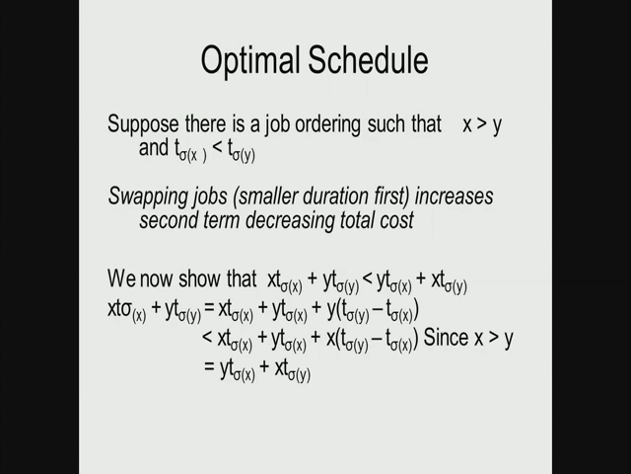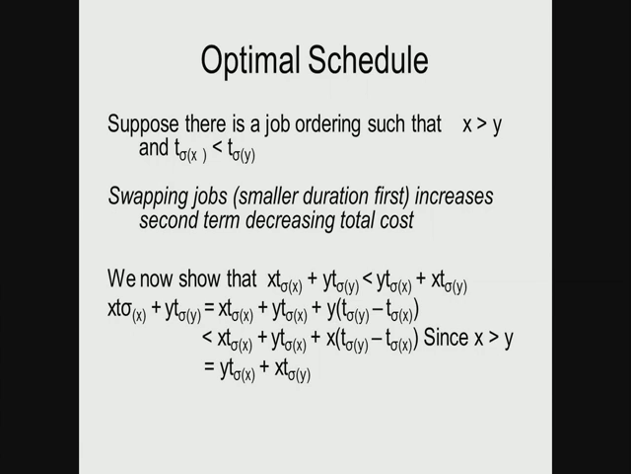So let us imagine a schedule sigma, and let us assume that there is an index x which is more than an index y, but the processing time for the job which is scheduled as sigma of x is smaller than the processing time of the job scheduled sigma of y. In other words, sigma of y is scheduled later than sigma of x, but the processing time of sigma of y is larger than the processing time of sigma of x.